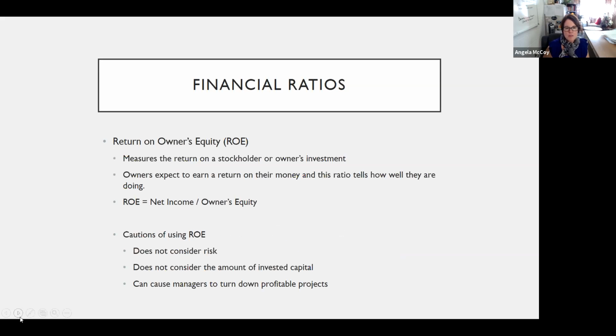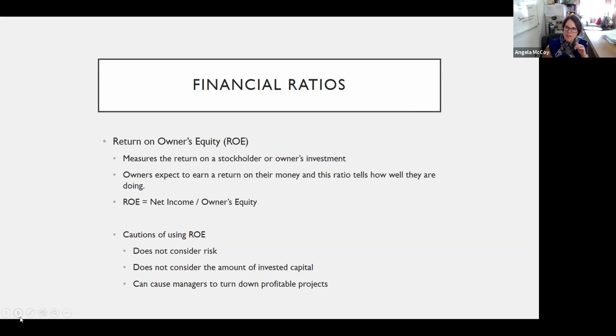We're also going to look at the return on owner's equity. This measures the return on a stockholder's or owner's investment. When you invest in or own a business, you expect to earn a return on the money that has been put into this business. This ratio basically tells you how well you are doing in the accounting sense. Return on owner's equity, also known as ROE, is the net income divided by the owner's equity.